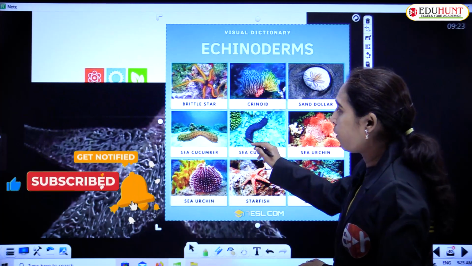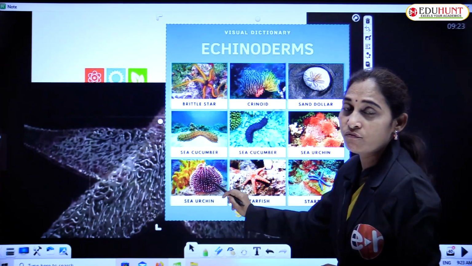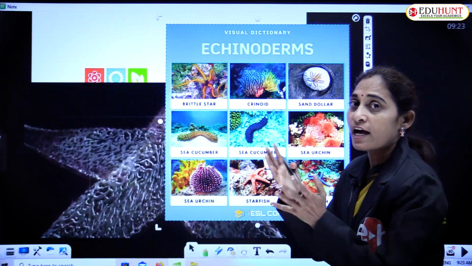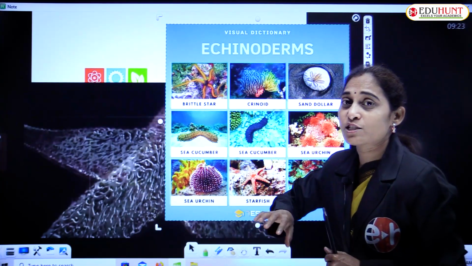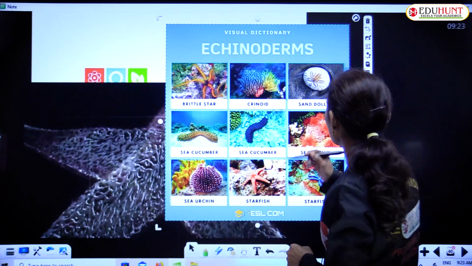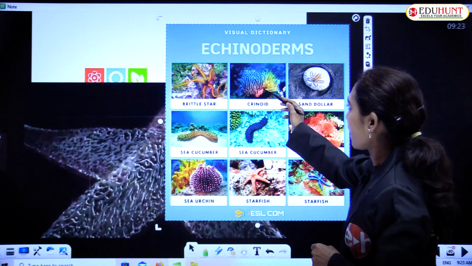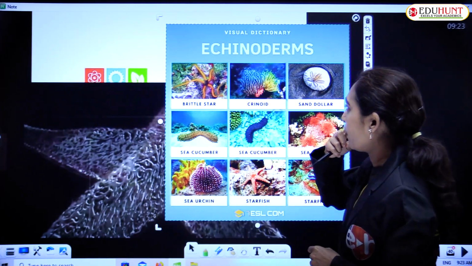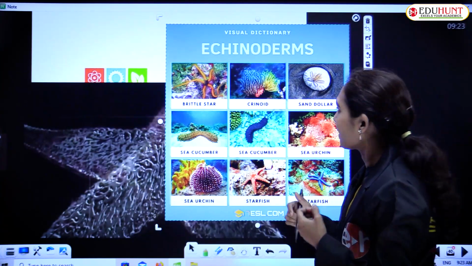We can see no arms coming from the body. This is sea urchin, where the globose body is entirely covered with spines. Even with the help of those spines, it crawls over the substratum. And sand dollars, how they look. It is crinoid. It is looking like sea lilies or a sea flower.